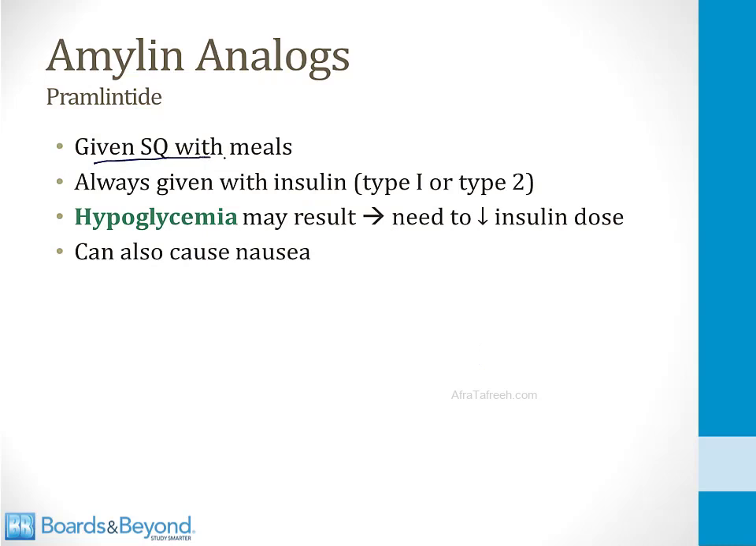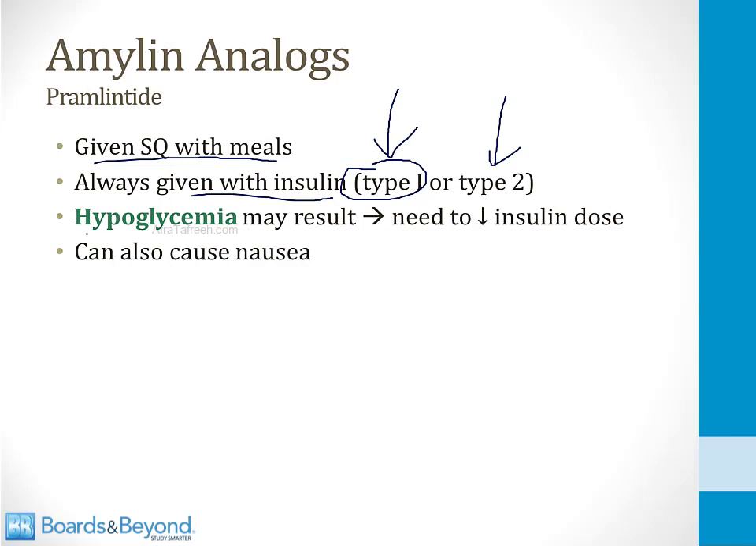Pramlintide is administered subcutaneously. The patient has to inject this drug, and it's always given together with insulin. It can be used in type 1 as well as type 2. Most of the drugs we're talking about in this module are only for type 2, but pramlintide is special. It is sometimes used in type 1 in patients who have poorly controlled blood sugars, even on insulin.